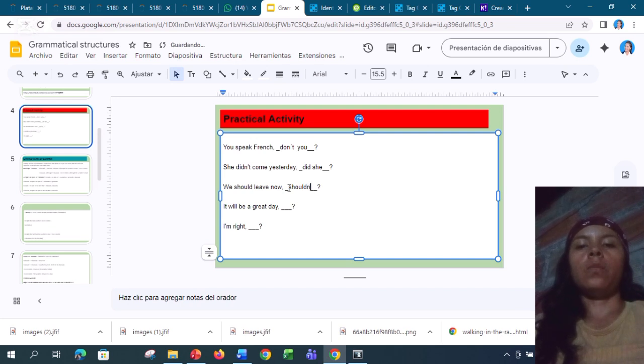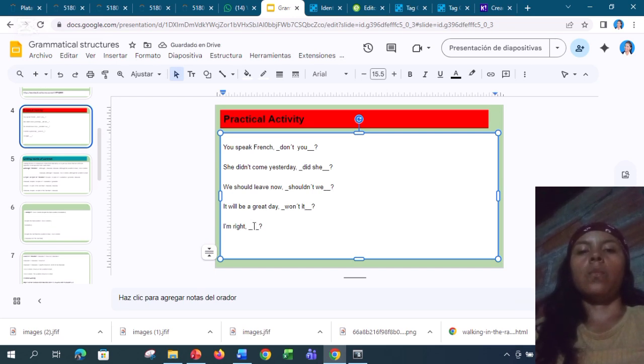"We shall leave now, shouldn't we?" "We shall leave now" is positive, and we use the modal verb with the negative. "It will be a great day, won't it?" The statement "it will be a great day" is positive and uses the auxiliary will. The polarity is inverted to negative. The contracted form of will not is won't.